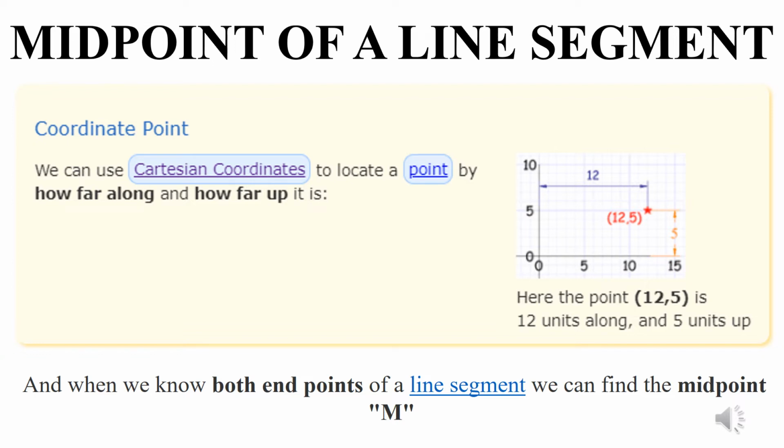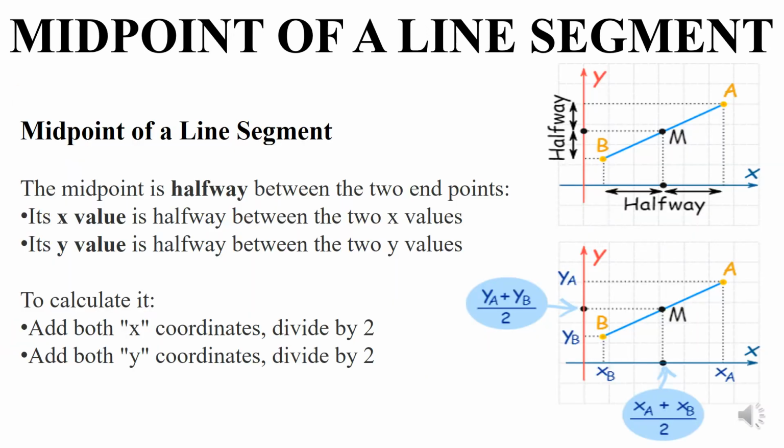Midpoint of a line segment. Coordinate point. We can use Cartesian coordinates to locate a point by how far along and how far up it is. Here, the point (12, 5) is 12 units along and 5 units up. And when we know both ends of a line segment, we can find the midpoint M.